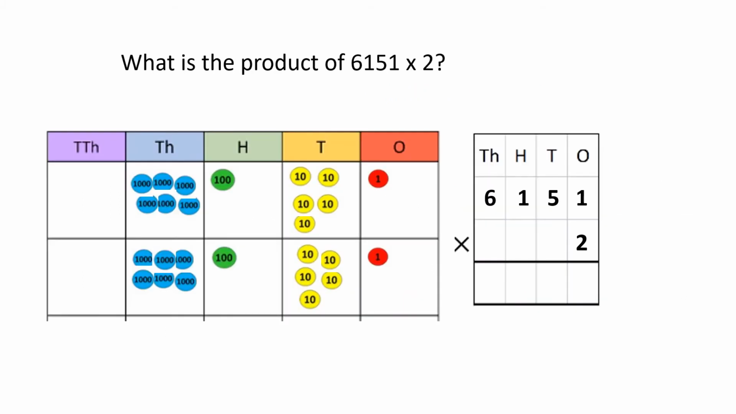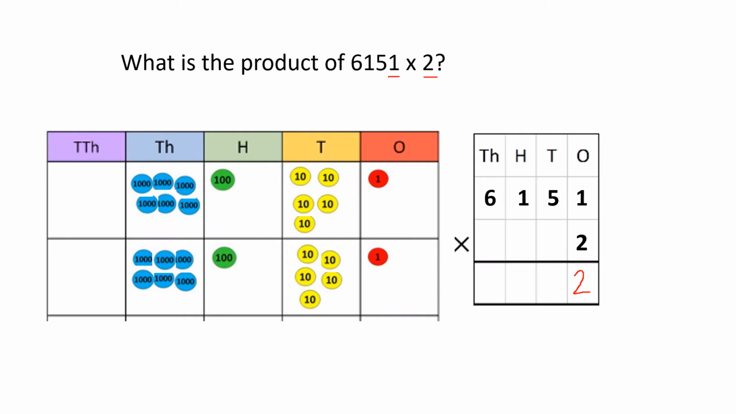Let's try another one. So 6,151 times 2. I've represented that already using counters on my place value chart. So my first step is to multiply our multiplier 2 by our ones, 1. So 2 times 1 is 2. I need to write that in the ones column.